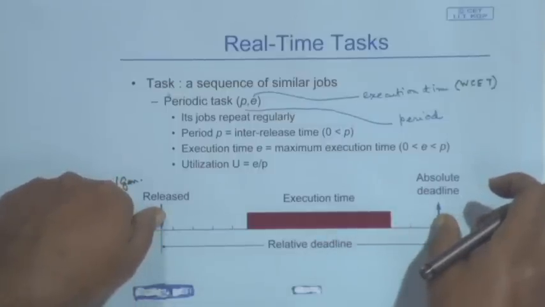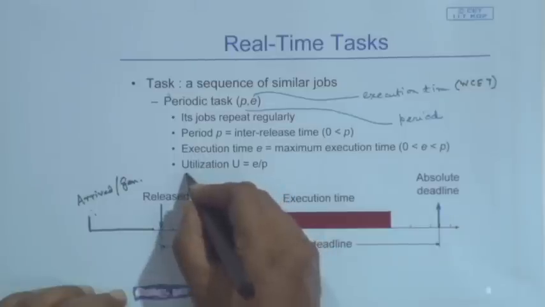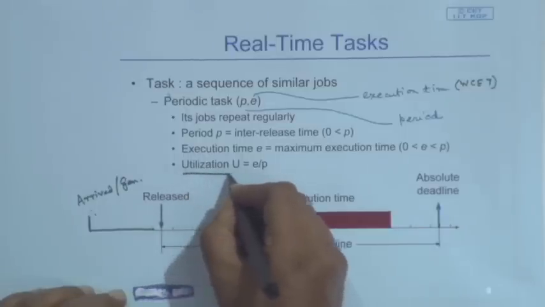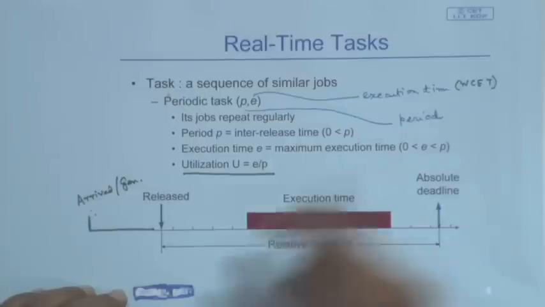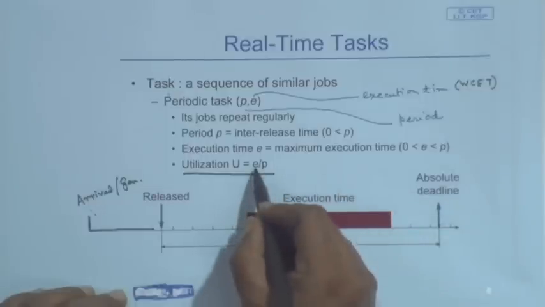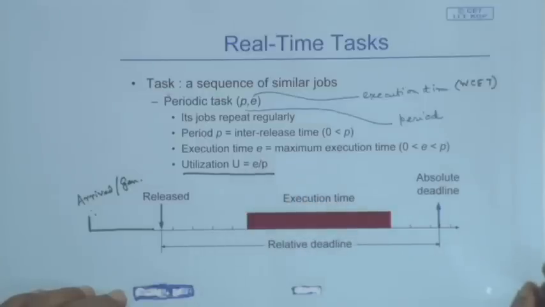In that case, there will be a problem, and we are talking of something called the utilization of the processor. Say for example, this is the period, and during this period E units of time are being utilized for executing this job. Therefore, the utilization is E by P, E divided by P.